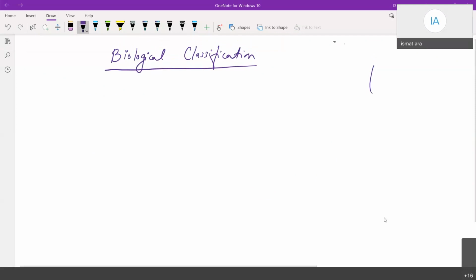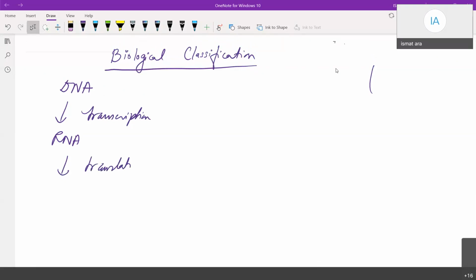Now, as I told you, the basis is 16S ribosomal RNA. So what is this 16S ribosomal RNA actually? Suppose DNA is the genetic material. This DNA will undergo transcription to form RNA. This RNA will undergo translation to form protein.